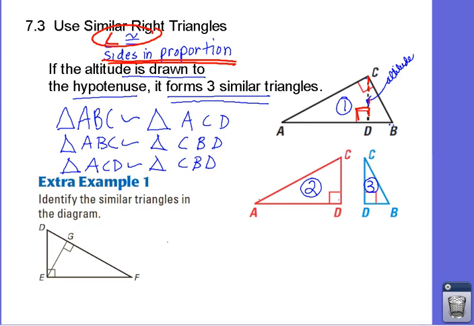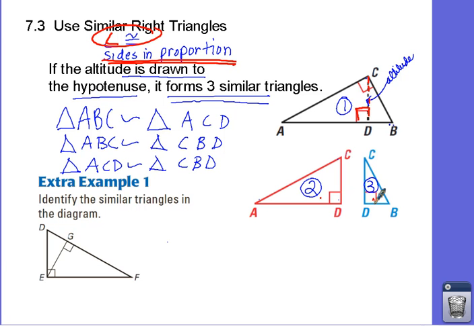We get triangle ABC, that's the big one, it's similar to ACD, which is the medium-sized one. We have ABC similar to CBD, this little one. And we have ACD, the medium-sized, and the little one. These 2 and 3 are also similar. So because of that, we can do some real quick proportional calculations to find that height inside that triangle.